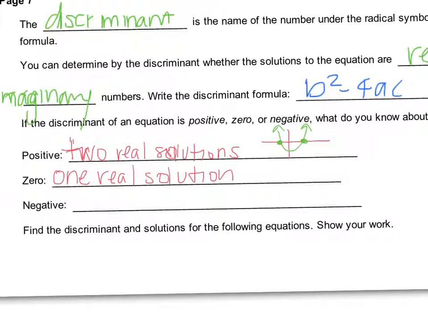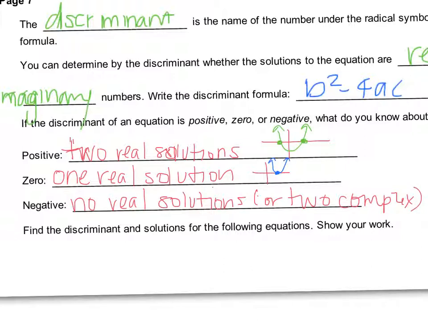And if it's 0, when we graph it, our graph is going to look like this, where it just touches the x-axis one time. It has what we call a repeated root. And the third thing it's going to tell us is that if it's negative, there are no real solutions, or two complex solutions. That's another way we could say it. And that graph is one where, when we graph it, it never actually touches the x-axis. Okay?